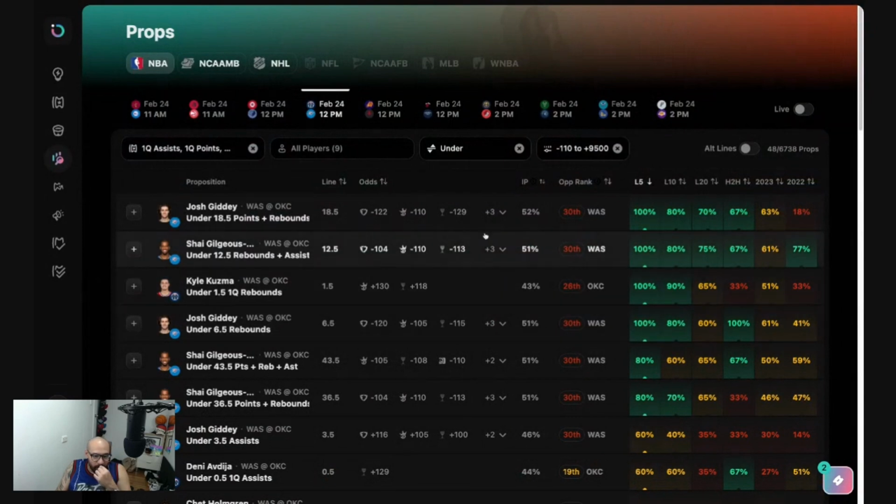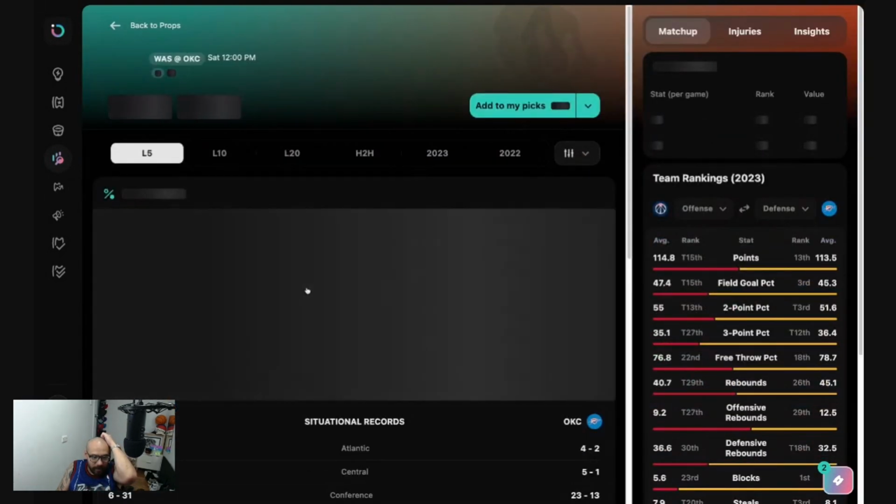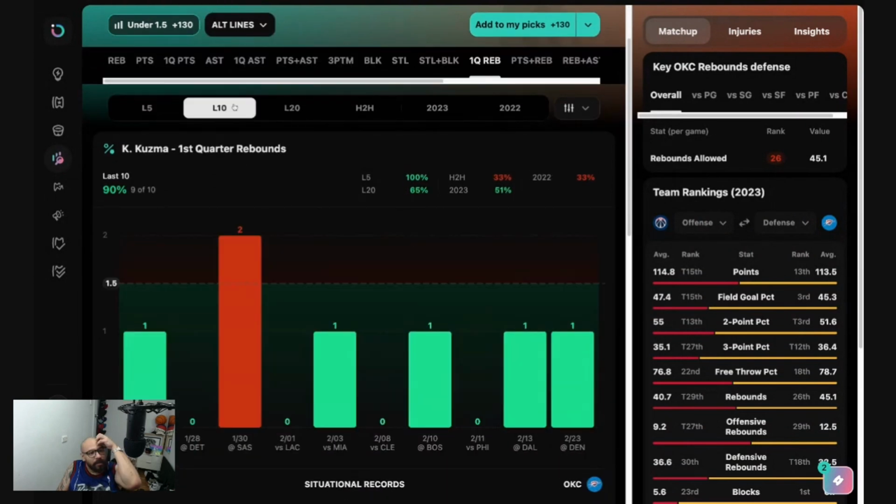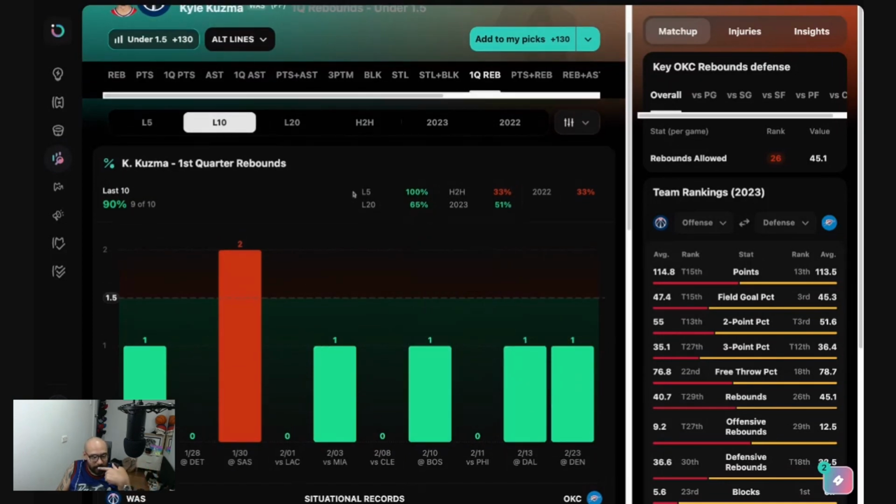So they're probably the main ones that I would look at after looking at all this. Kyle Kuzma, first quarter rebounds. Kyle Kuzma has gone under 1.5 rebounds in 9 of his last 10 games, which is pretty crazy because this game against Denver, I think he had like 12 rebounds. But in the first quarter alone, only had 1 rebound. I wonder what that's all about.